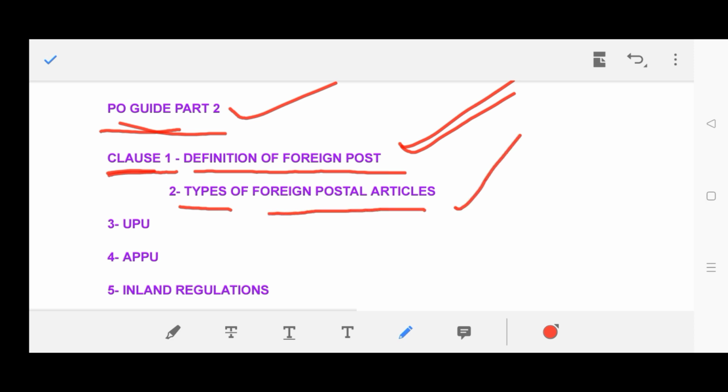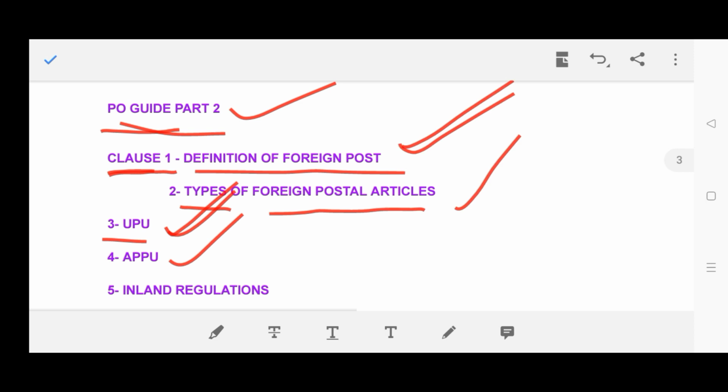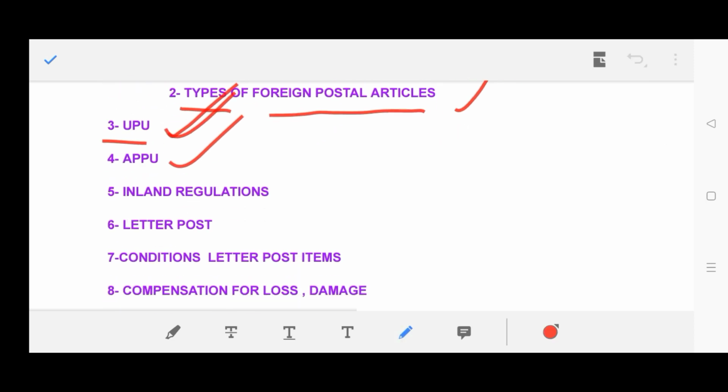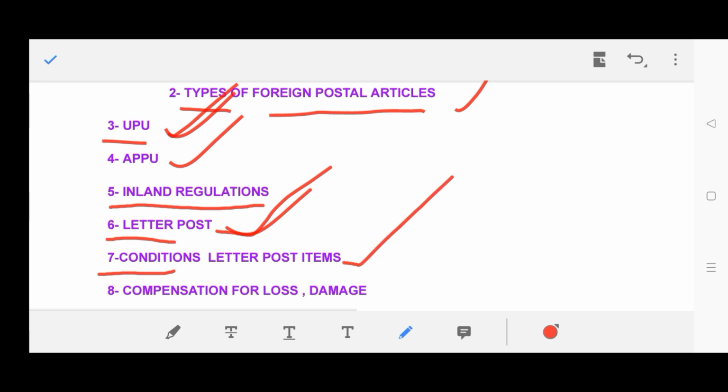Next, class 3 discusses the Universal Postal Union, and class 4 discusses the Asian Pacific Postal Union. Class 5 is about the inland regulations. Class 6 discusses letter post items. Class 7 is about conditions for letter post items; various conditions about letter post items are discussed in class number 7.